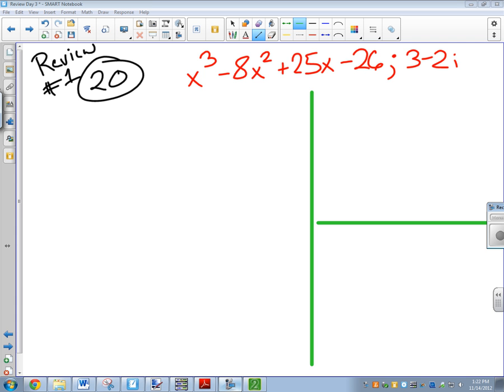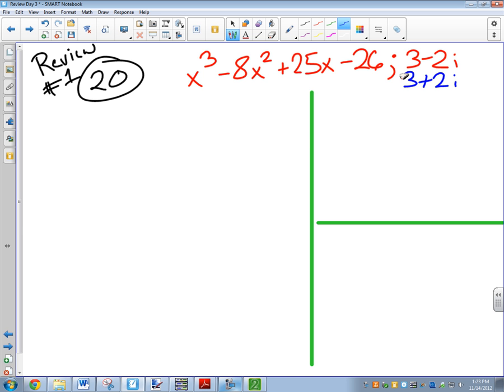Looking at the problem, x cubed minus 8x squared plus 25x minus 26, and 3 minus 2i is a root. What am I going to do with it? Yeah, 3 plus 2i is going to be a root. Good. That's going to be one more of my roots. What else am I going to do? How do I solve this problem?